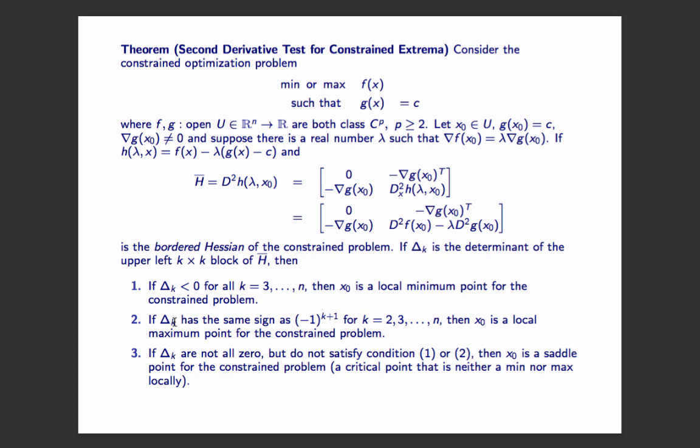Now, if delta k has the same sign as negative 1 to the k plus 1, for k equals 3 and on, now again, that's a typo. That should say for 3 and on, then x naught is a local maximum point for the constraint problem. And if delta k are not all 0, but do not satisfy 1 nor 2, then x naught is a saddle point of the constraint problem. That is, it's a critical point that is neither a minimum nor maximum locally.